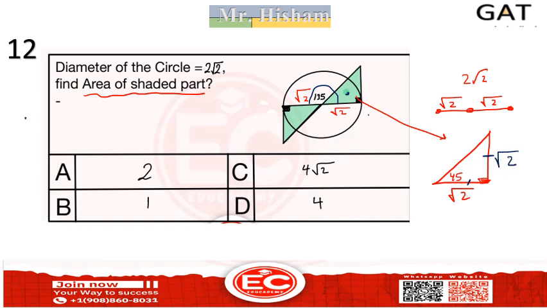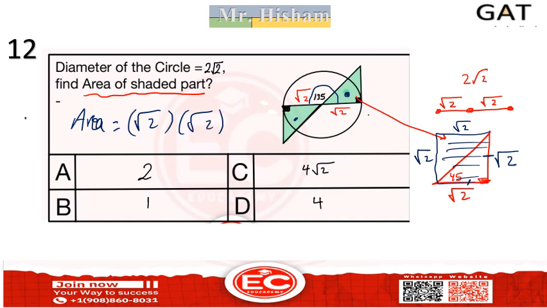Notice that if you add these two triangles together, it will give you a square. So both of them together is a square. The area of the square is side times side. So the area is equal to root 2 times root 2, which is equal to 2. So the right answer is A.